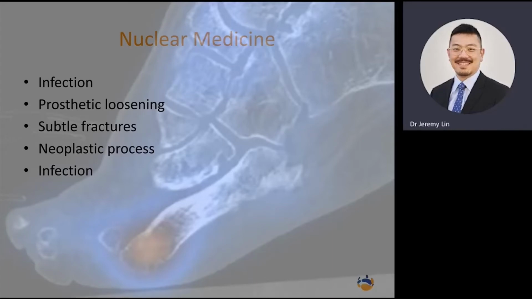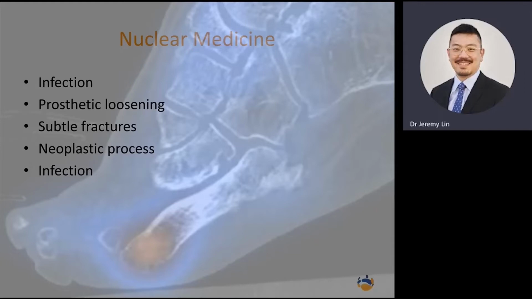It's primarily used for infection and assessment of prosthetic loosening. It can also pick up subtle fractures. However, I think MRI remains the single best modality for assessment of subtle fractures because you can see edema around the bone, and then we can go looking for that subtle fracture using high-resolution CT. It can also be used in assessment of processes such as osteoma, and also looking for neoplastic processes and metastases by looking for tracer uptake.